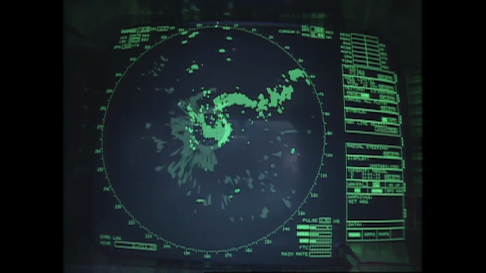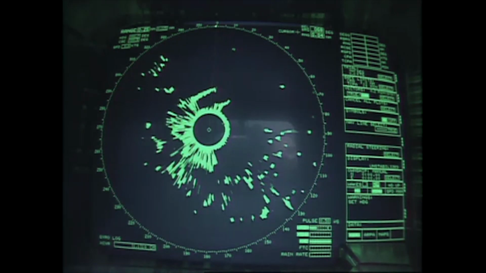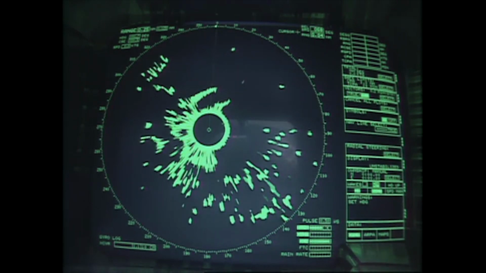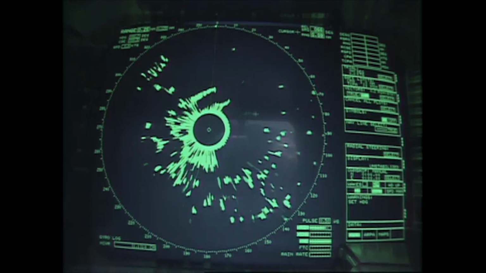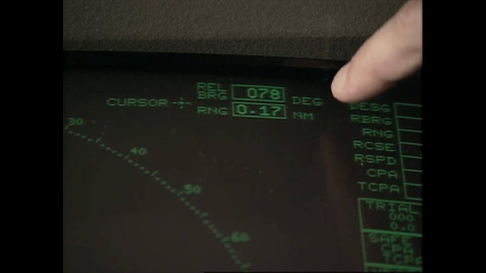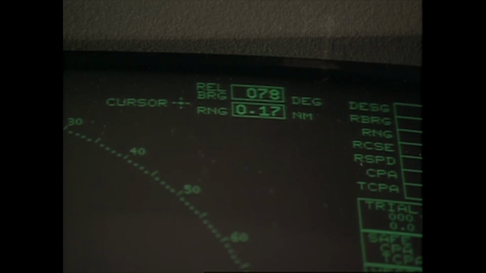If I increase the range a little bit more, you can see a couple things in the display. First, these straight lines in front of us are actually the jetties out in front of the ship. And you can see a few targets. I have one on the right here. Let me mark it. There's a little cursor, and if I mark this target, you can see that there's a boat 0.17 nautical miles to my right. It's on the 078 degree bearing.